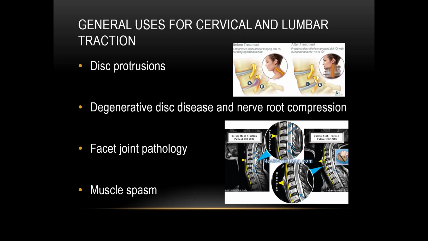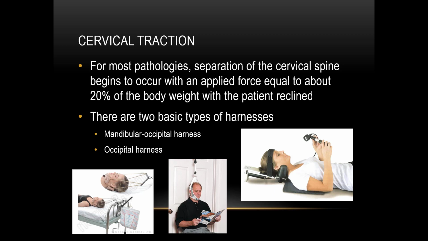The most common uses for traction include disc protrusions, degenerative disc disease and nerve root compression, facet joint pathology, and muscle spasms. For most pathologies associated with cervical traction, the amount of traction needed is much less than that of the lumbar spine. Separation of the cervical spine begins to occur with about 20% of the body weight when the patient is placed in a reclined position.